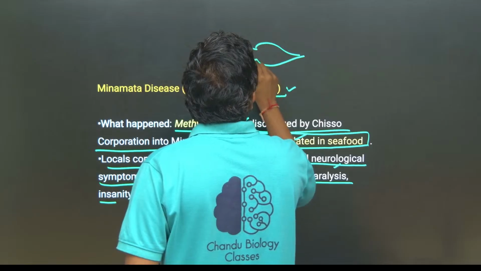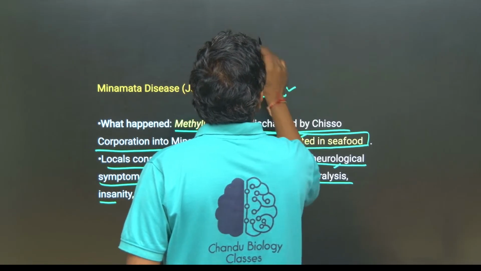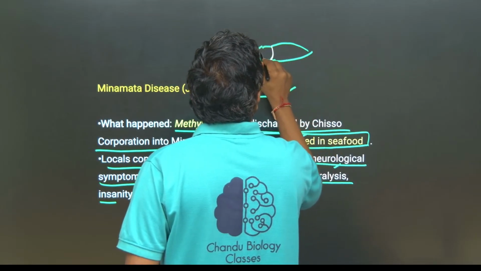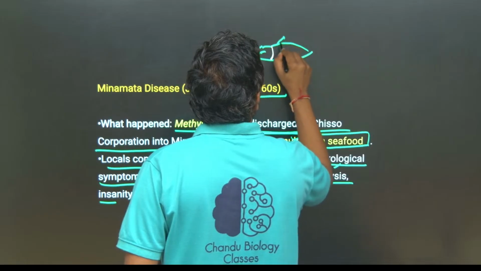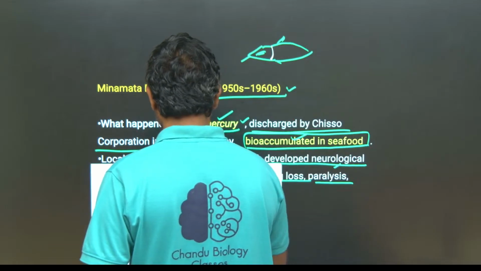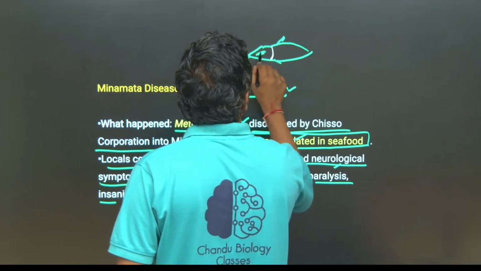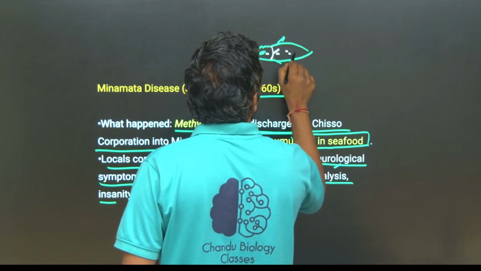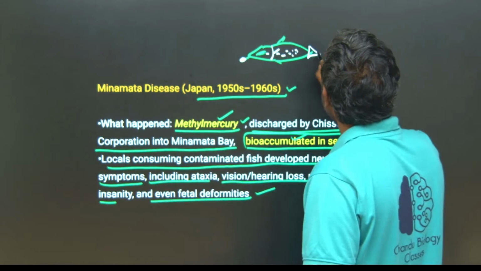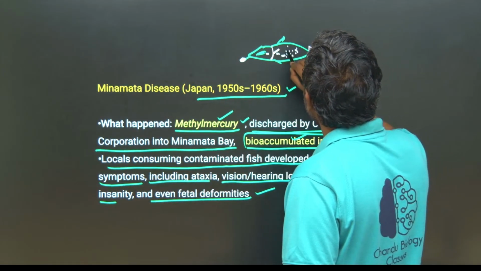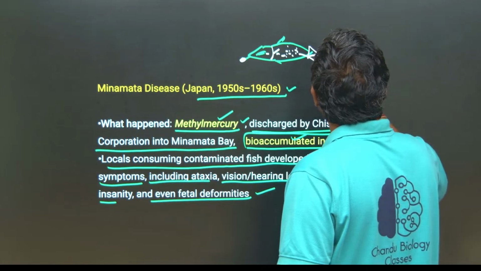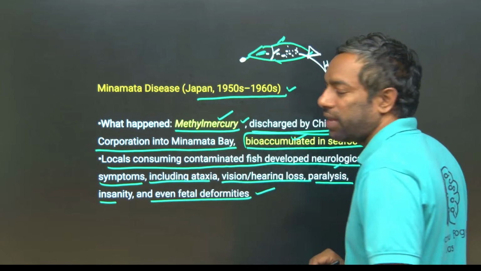If the mercury is eaten by fish, it enters into the fish's body. And if a human eats that fish, it enters into the human body.